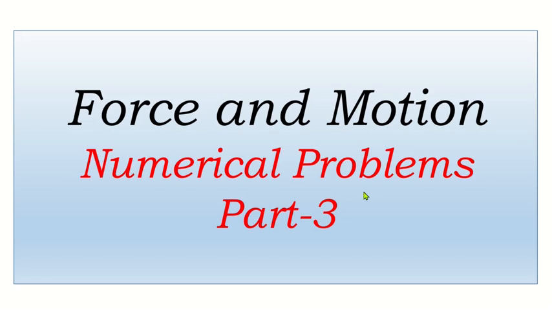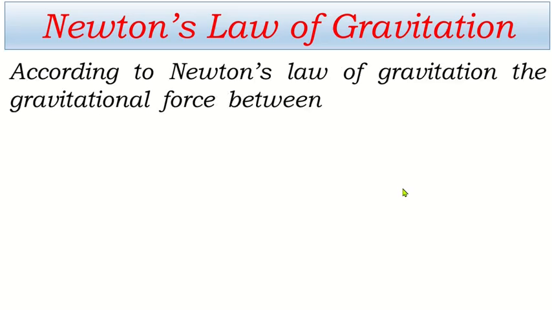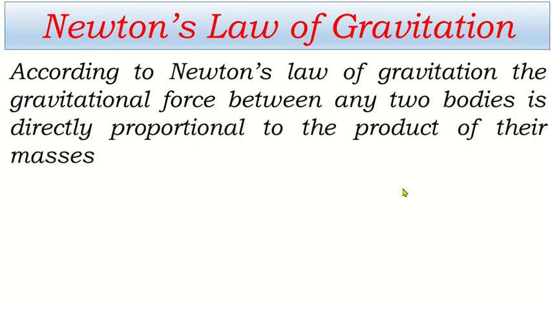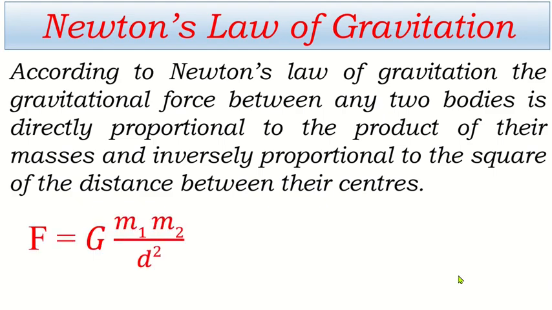Today I am continuing the numerical problems related to the chapter Force and Motion, but this time we are focused on gravitation. I want to recall Newton's law of gravitation, which was done in the previous class. According to Newton's law of gravitation, the gravitational force between any two bodies is directly proportional to the product of their masses and inversely proportional to the square of the distance between their centers.